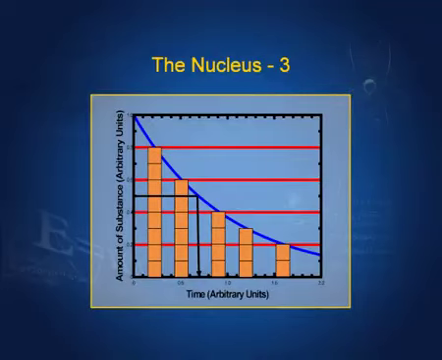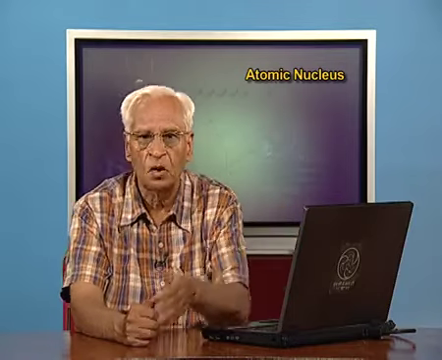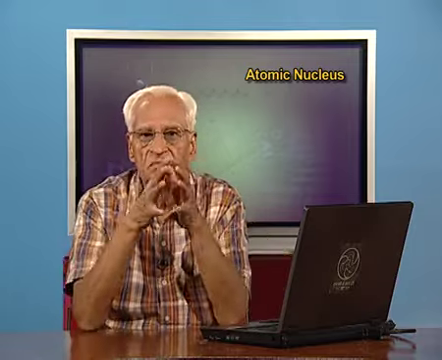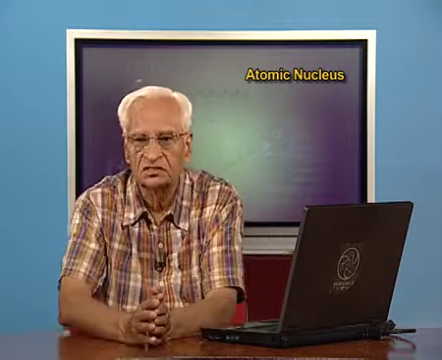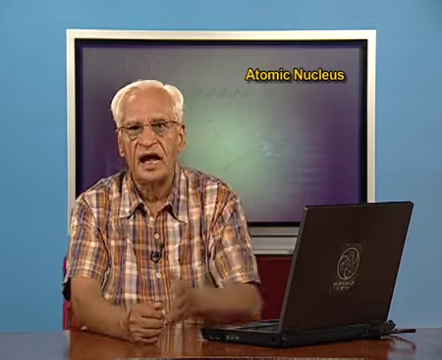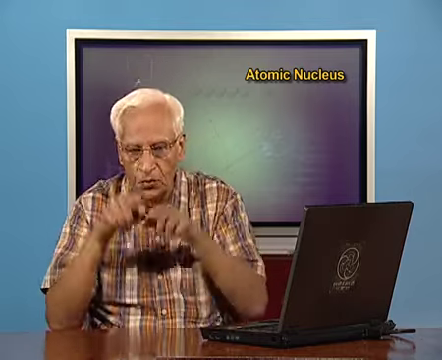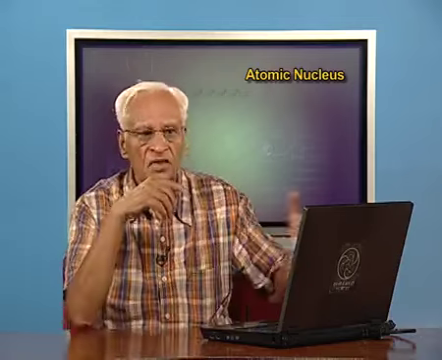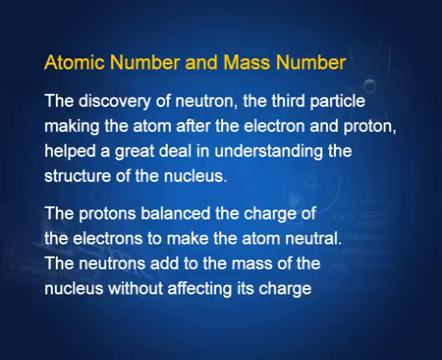So, in the lecture today, we shall first talk of atomic number and mass number. In fact, I have already hinted at this. Mass number is the total number of nucleons inside the nucleus, and atomic number is equal to the number of protons in the nucleus, because atomic number is equal to the charge of the nucleus. So, these two quantities we shall make use of when we do nuclear reactions.